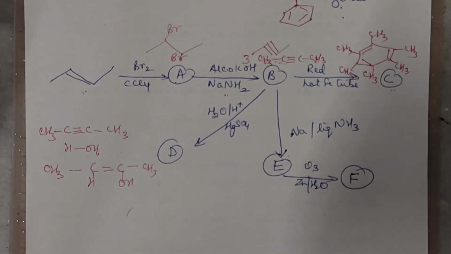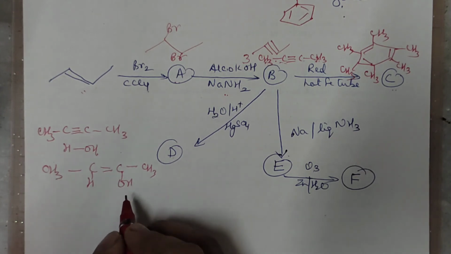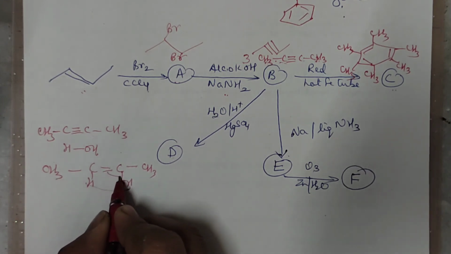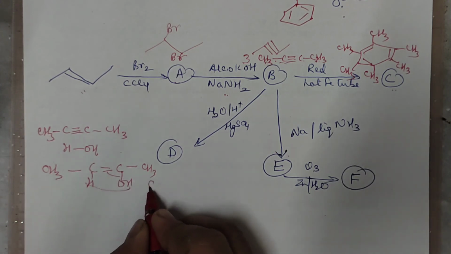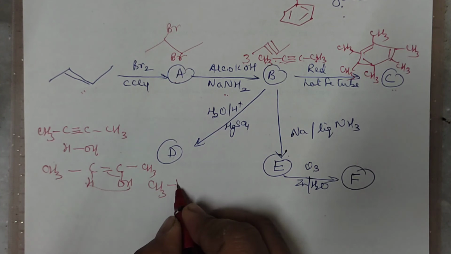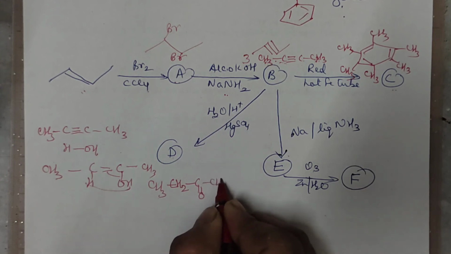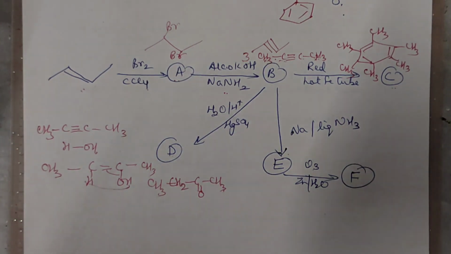Okay. So after this is formed, also there will be rearrangement. What will happen is, this H will go this side and a double bond will come here. So the product here will be CH3, this will be CH2 and this will be CO, and CH3. This will be the product.